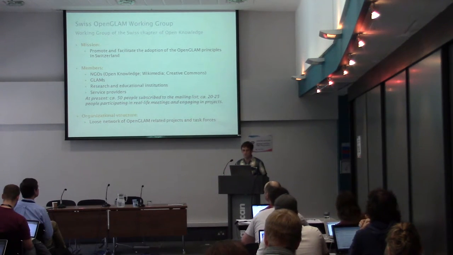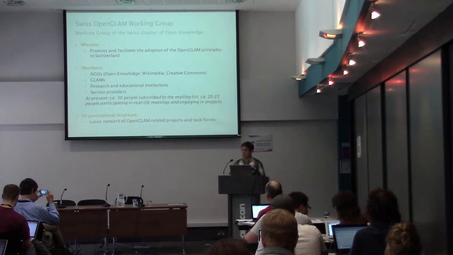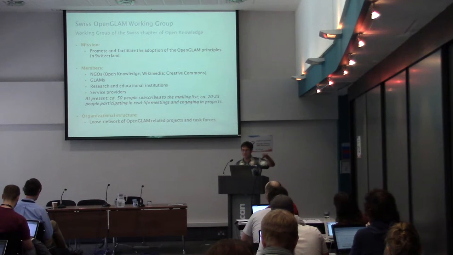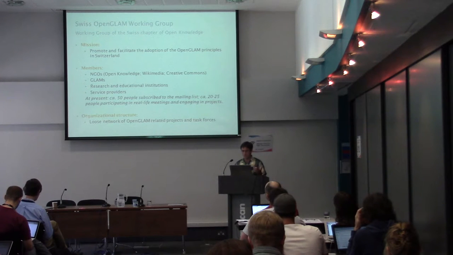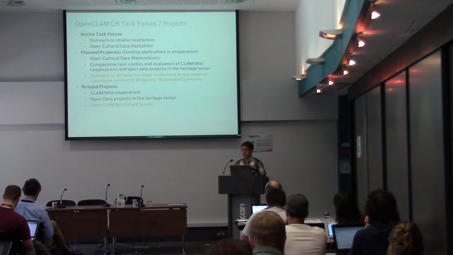The organizational structure is for now just a loose network of OpenGLAM related projects and task forces. It's officially related to the task force of opendata.ch, which is the Swiss chapter of Open Knowledge. But our goal is not really to build a big new organizational structure, but to create a forum where different stakeholders meet and organize their collective action.